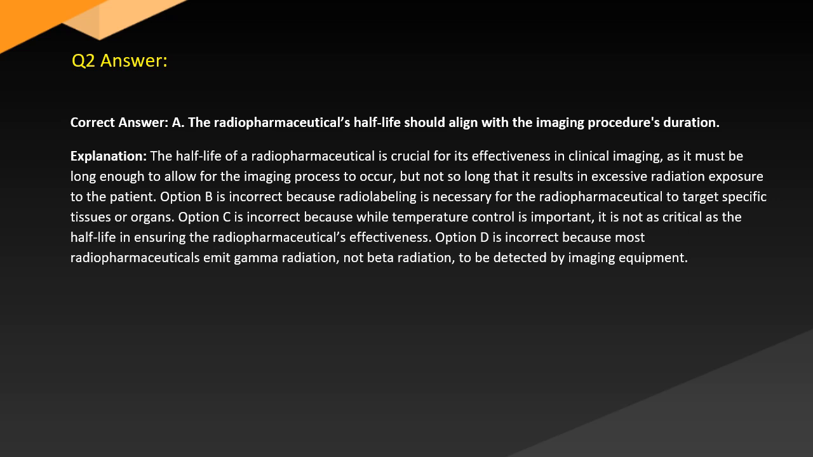Option C is incorrect because while temperature control is important, it is not as critical as the half-life in ensuring the radiopharmaceutical's effectiveness. Option D is incorrect because most radiopharmaceuticals emit gamma radiation, not beta radiation, to be detected by imaging equipment.